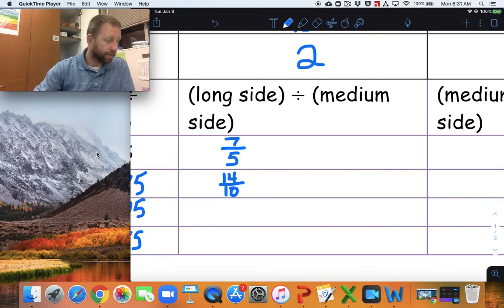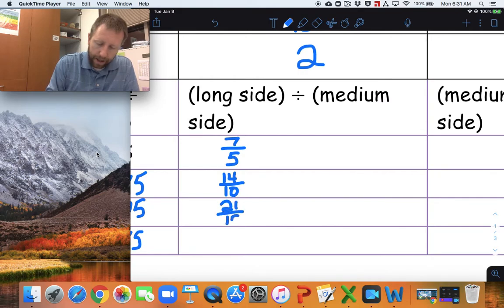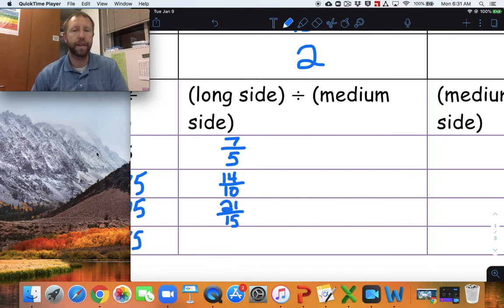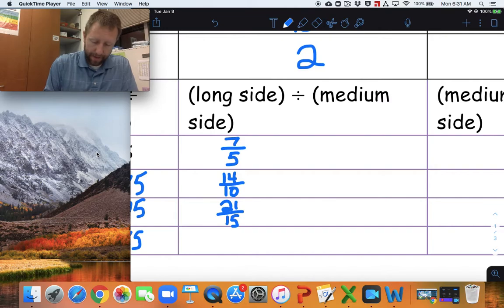For the next one, triangle GHI, that is 21 divided by 15. So we're just taking that long side and dividing it by the medium side. And then for JKL, we have that 7 halves. I'm going to have to write this over here, 7 halves divided by, and that medium side was 5 halves.